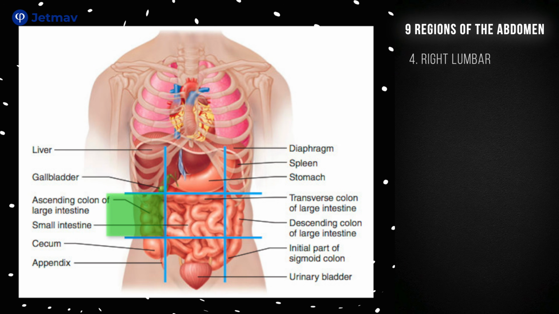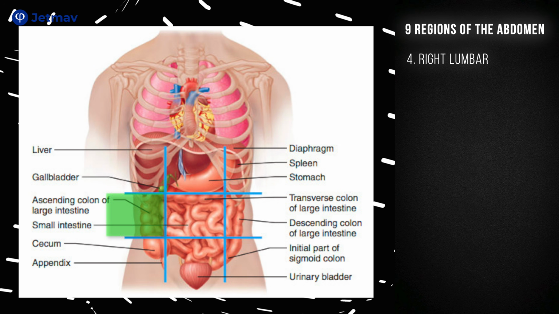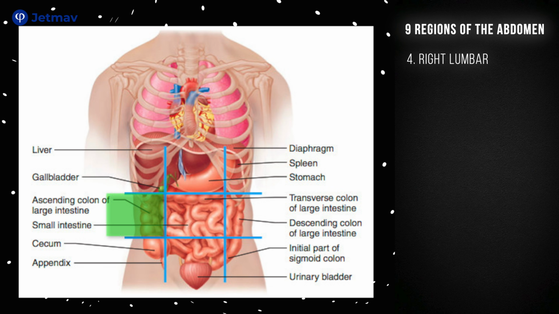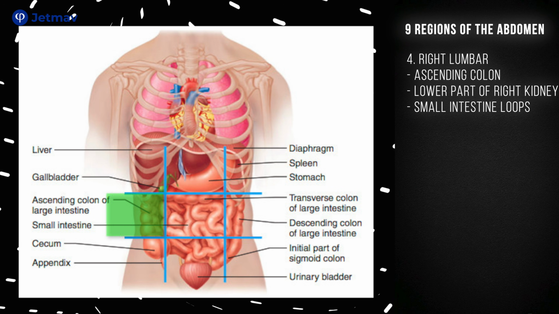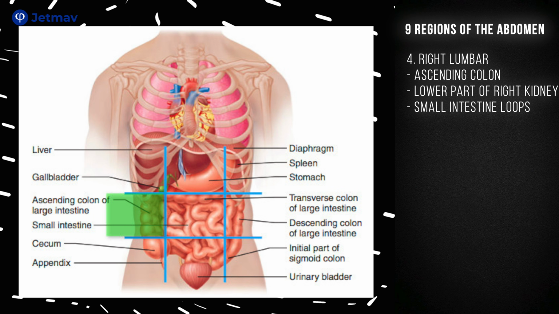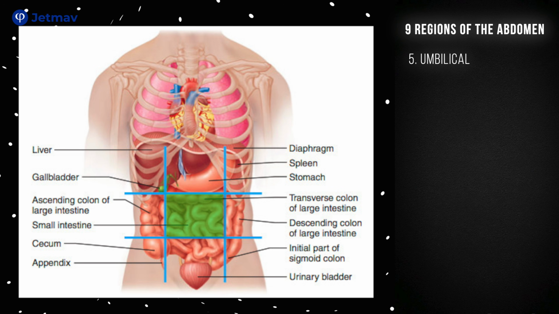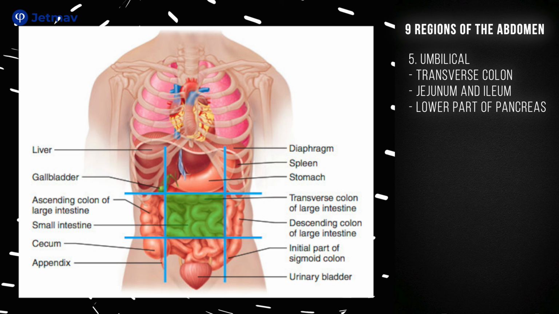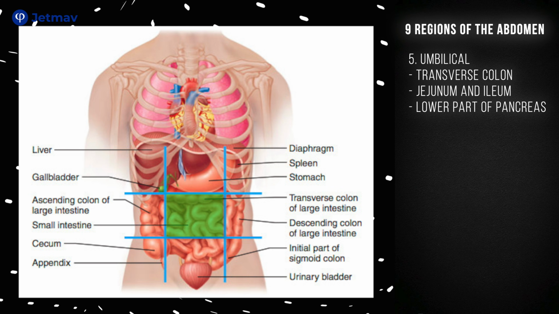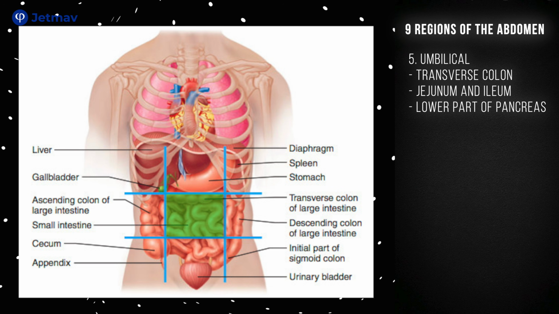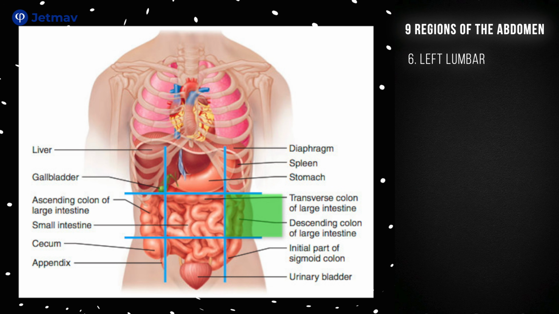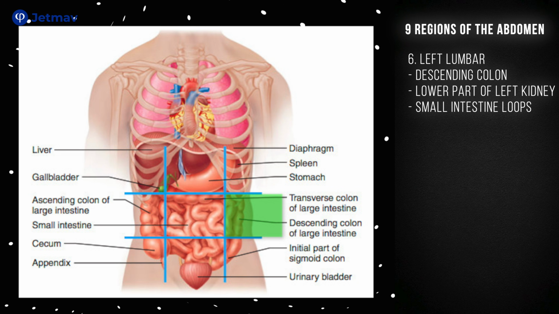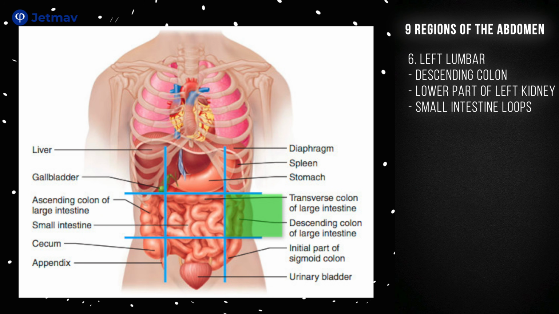Then we also have the right lumbar, which we also regard as the flank. This region is located at the mid-right of the abdomen, and it contains the ascending colon, the lower part of the right kidney, and the small intestinal lobes. Then we have the umbilical region, which is located central around the umbilicus. It contains the transverse colon, the jejunum, and the ileum, and also the lower part of the pancreas. Then we also have the left lumbar, which is located at the mid-left of the abdomen. It contains the descending colon, the lower part of the left kidney, and the small intestine lobes.